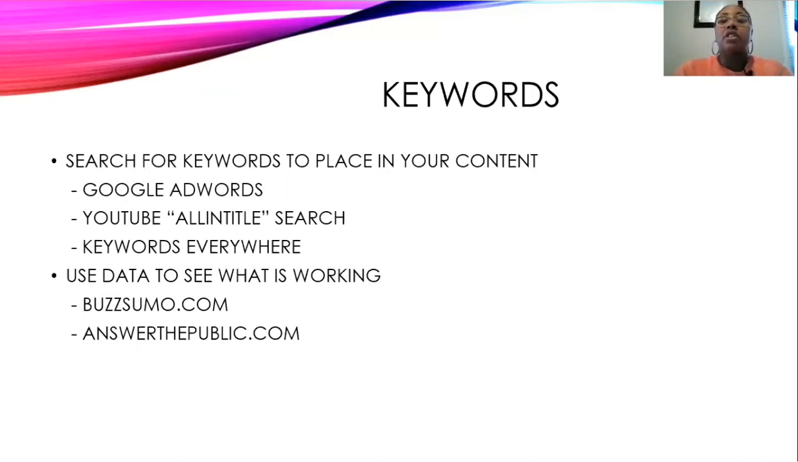So that's one strategy for your content: putting the correct keywords in there, doing searches, and using data to see what is working. You want to see what the top words are, what people are really saying and actually putting in. You can go to BuzzSumo and answerthepublic.com and analyze different articles and what people are actually saying, and you can take those keywords and put them into your content also, okay?